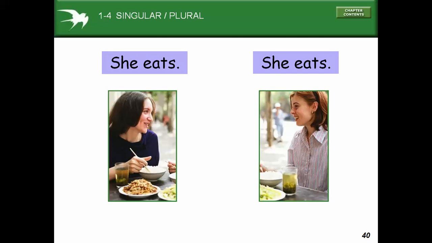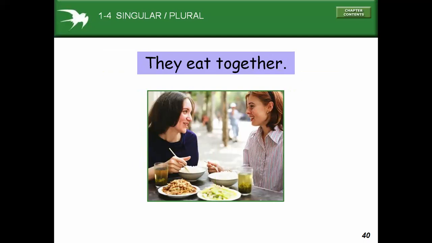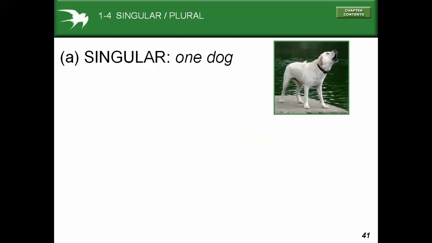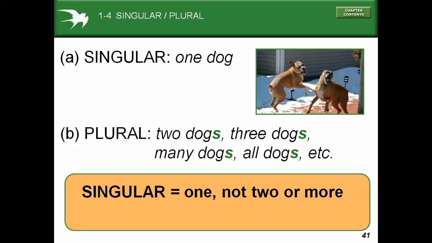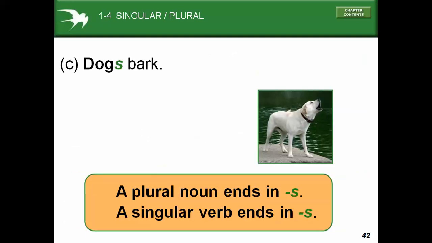She eats, singular. They eat together, plural. One dog, singular, two dogs, three dogs, many dogs, plural. Dogs bark. So in the present simple, with the singular, we use S with the verb. But with the plural subject, we don't use S. So dogs bark. A plural noun ends in S.